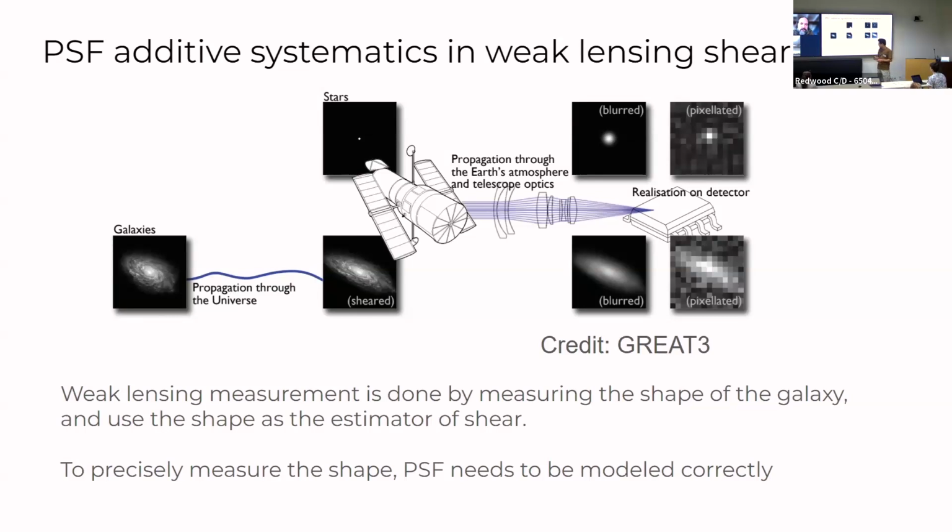So to precisely measure the shape of the galaxy, we need to model the PSF correctly, especially because PSF model residual is normally correlated, which means in one field or at a certain location on the field, the residuals are oriented in the same direction. And that causes a fake cosmic shear-like signal in your galaxy shape. So that's why it's particularly interesting to understand the correlation in PSF modeling.